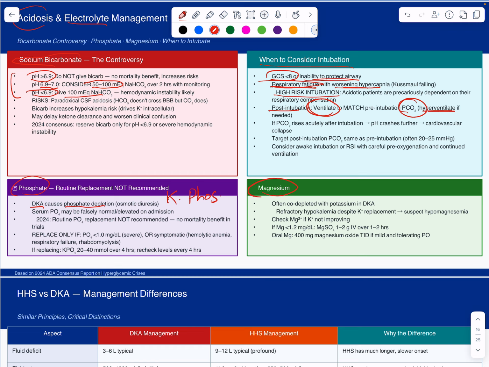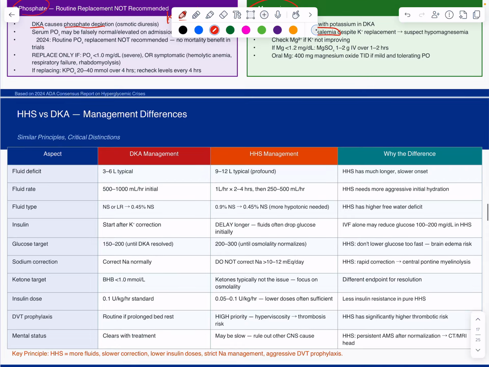If they're having hypomagnesemia, this can cause refractory hypokalemia. So despite the potassium replacement you are trying to make, they will not correct the hypokalemia. So you need to correct the hypomagnesemia to correct the hypokalemia.